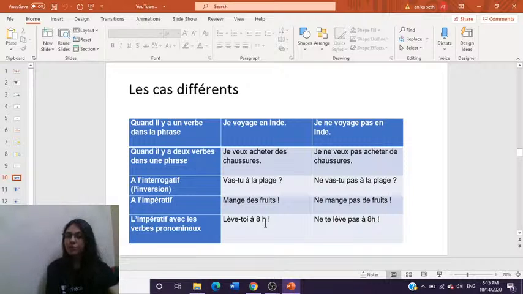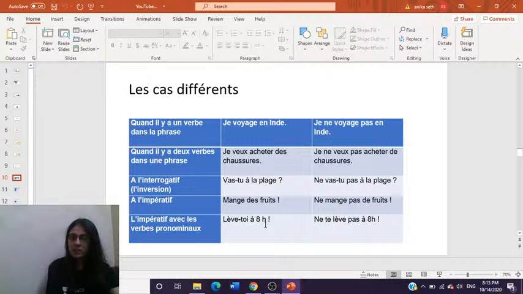So je veux, vouloir is the first verb. So your negative sentence will always be formed by putting the first verb between ne and pas. So je ne veux pas acheter de chaussures. This des will change to de. So je ne veux pas, the first verb has come between ne and pas.